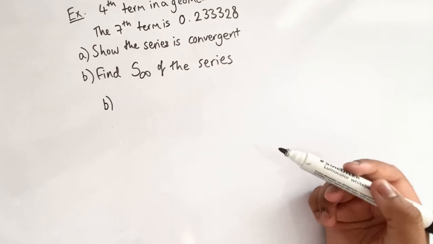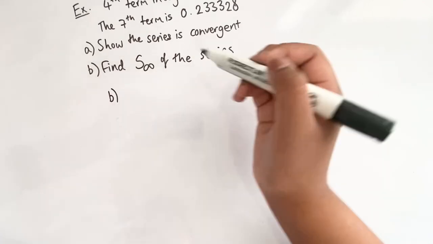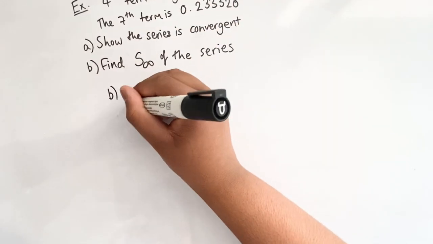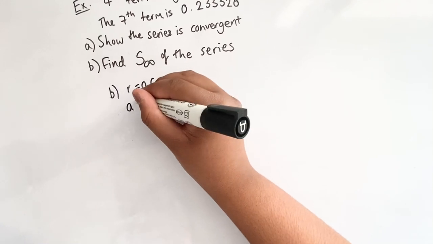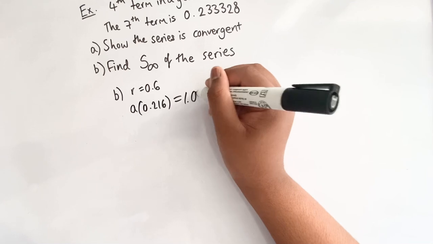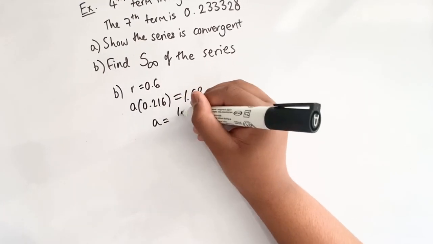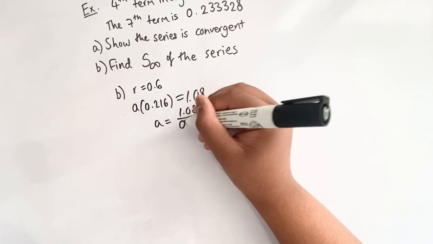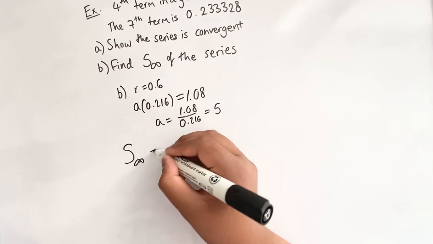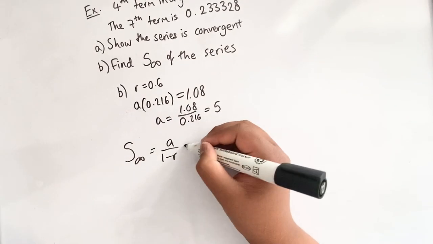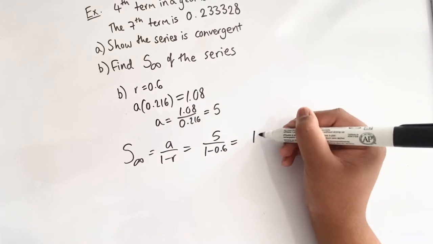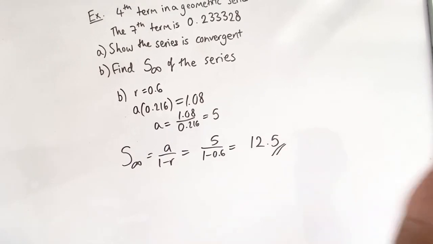b, let's find the sum to infinity. We got r equals 0.6, so let's put that back into the fourth term. So a times 0.216 is equal to 1.08. So a equals 1.08 over 0.216, which is equal to 5. And we know S to infinity equals a over 1 minus r, which is 5 over 1 minus 0.6, which gives you 12.5. And that is it.